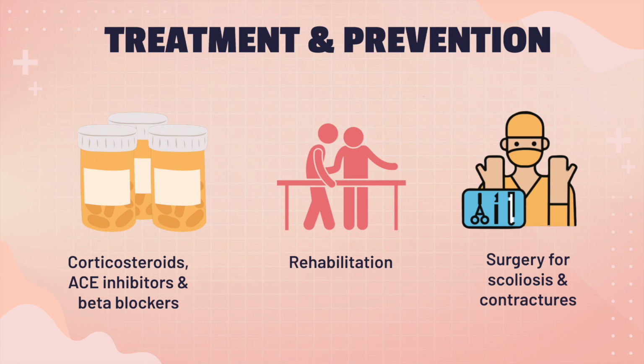These methods include using corticosteroids, an anti-inflammatory medication, ACE inhibitors, and beta blockers for cardiomyopathy, a disease which affects heart muscle, as these medications lower blood pressure and heart rate respectively. Alongside medication, rehabilitation can help patients' mobility and overall quality of life. Patients can also opt to get surgery for scoliosis and contractures, which is the tightening of the muscle or tendons.